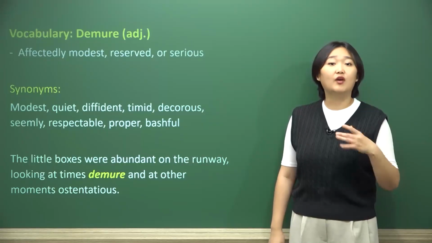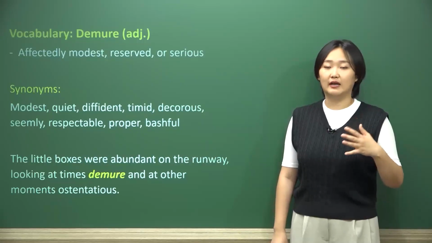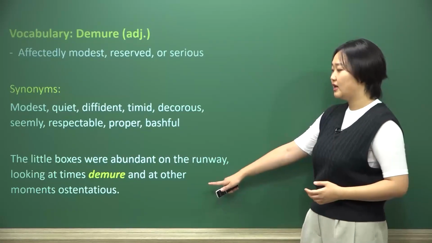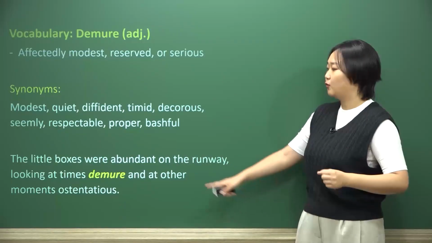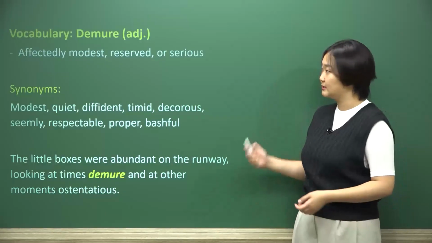At the same time, we have the opposite. We have boxes that also look ostentatious, very flowery, something that is very pretentious, maybe something that is also quite gaudy. And so we can say that the word ostentatious is the opposite of the word demure. They are antonyms of each other, and the word demure, again, means something that is quite reserved, serious, or affectedly modest.